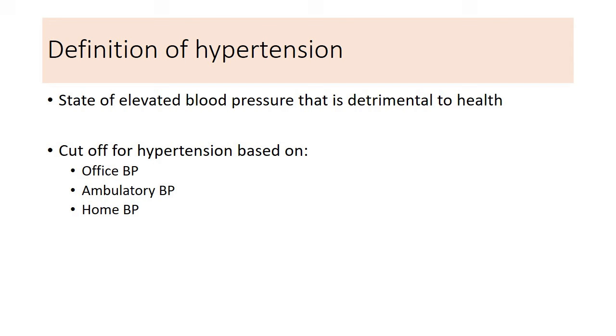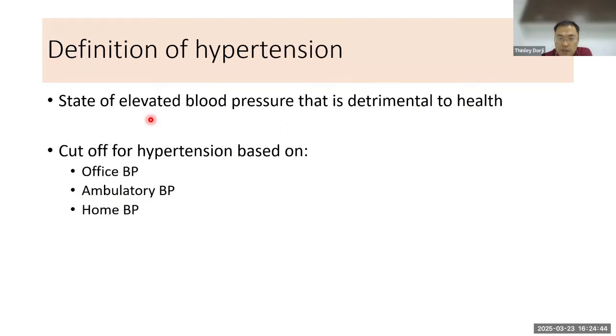Coming to the definition of hypertension, it is a state of elevated blood pressure, and that high blood pressure is detrimental to health. Now, three ways to measure blood pressure. One is office blood pressure, when a patient visits your office or your hospital, and what you measure is your office blood pressure.